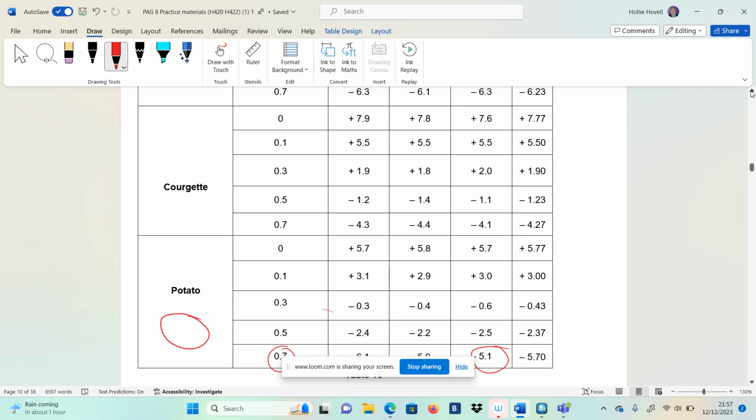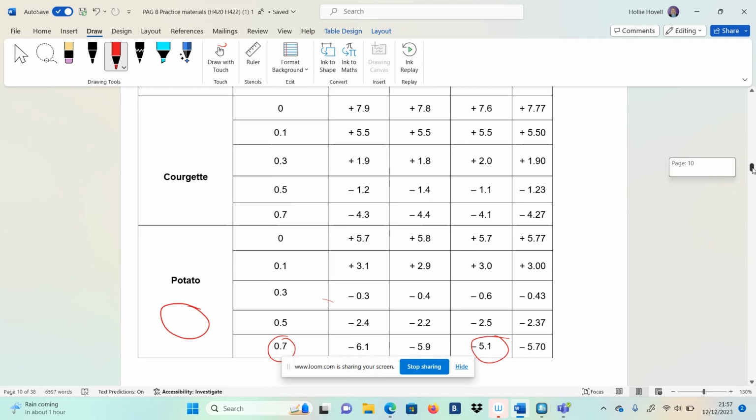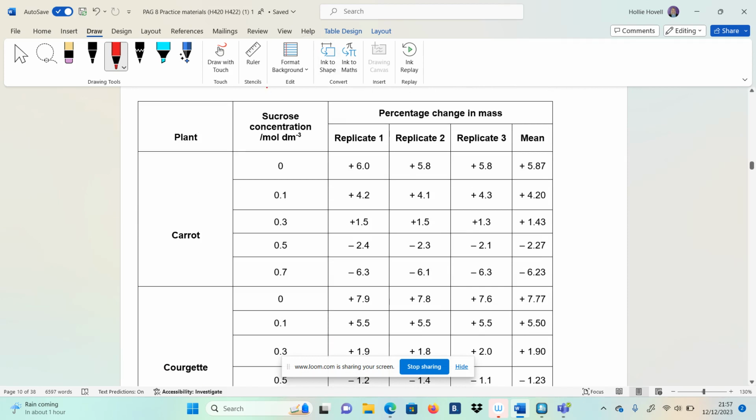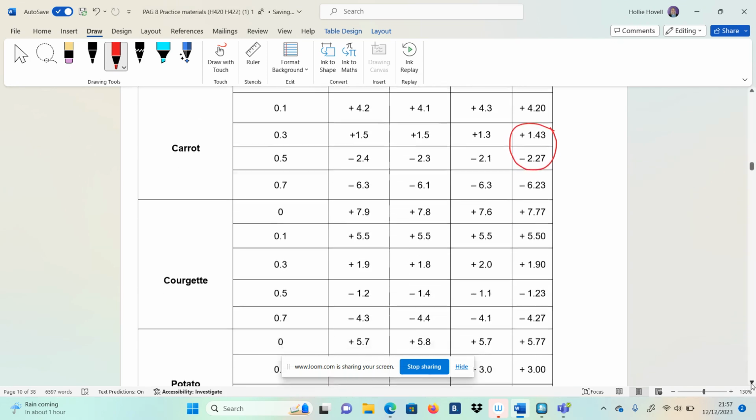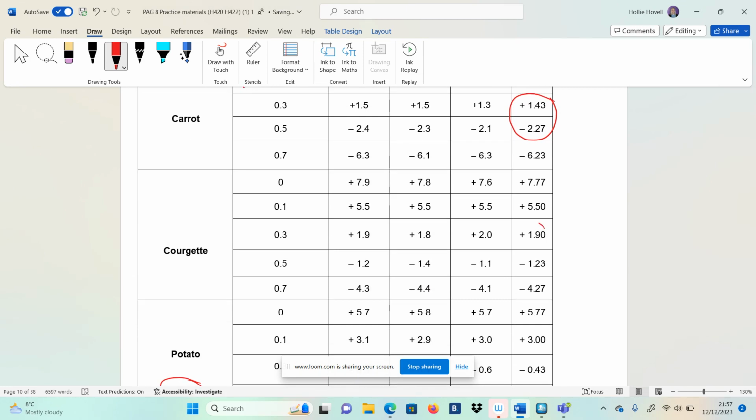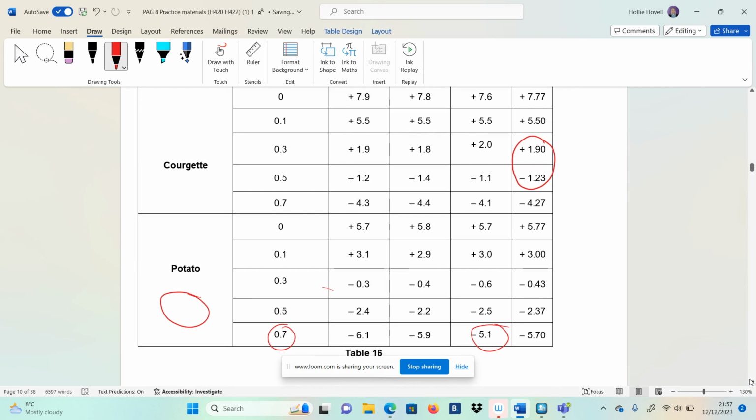So, what we're looking for on here is we can use the means. Okay, we're trying to find out where it would intercept 0 on the graph. So where has it got a percentage change of 0? So for carrot, it's between there and there. For courgette, the crossing of 0 is going to be between here and here. And for potato, the crossing of 0 is going to be between here and here. So we're after which one is the highest. So they're all a range, aren't they? Which makes it difficult.